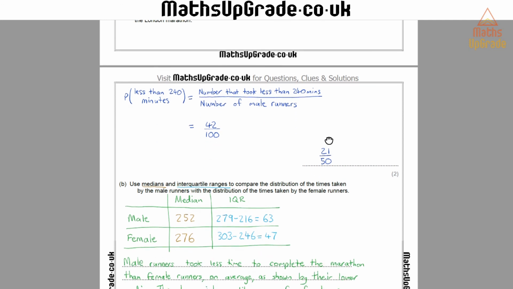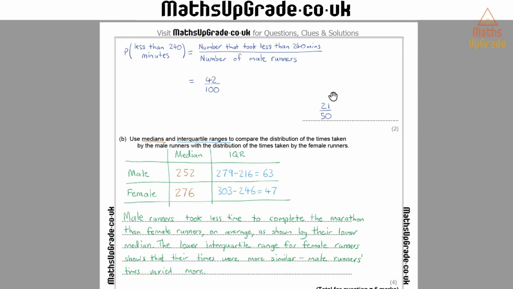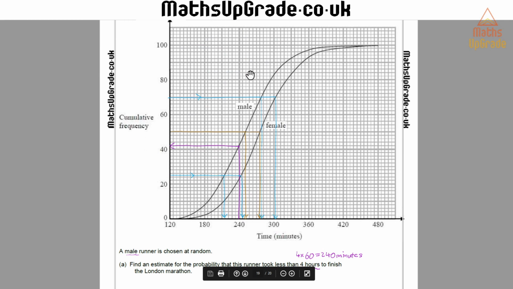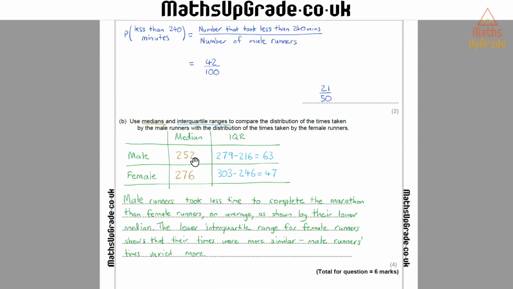In part B, I need to use medians and interquartile ranges to compare the distributions of the times taken by the male and female runners. So I need to find the medians and the interquartile ranges. Medians are just given by halving the total cumulative frequency, which is 50, and reading off those values corresponding to the 50th runner. So the 50th runner for male was just over 240, which is about 252, and the 50th runner for female was 276. So there's my median values there.